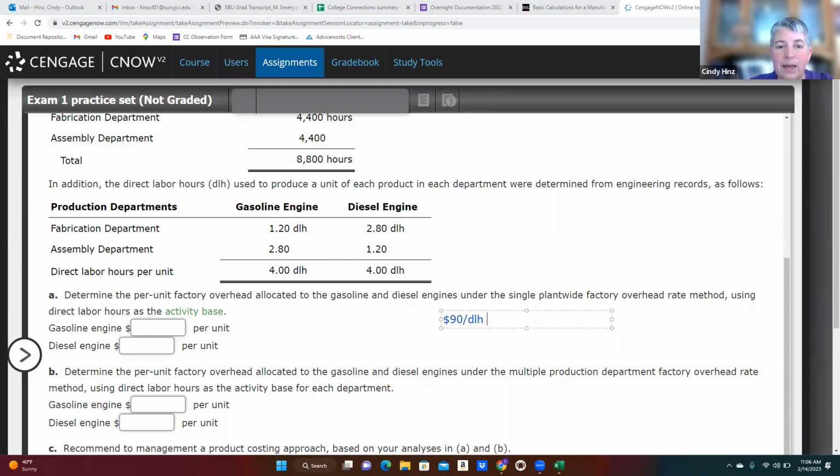And the gasoline engine takes 4 hours. The diesel engine takes 4 hours. We're allocating $90 per direct labor hour to each one of those 4 hours. That's a total of $360 applied to each one, because they happen to both take the same number of direct labor hours.